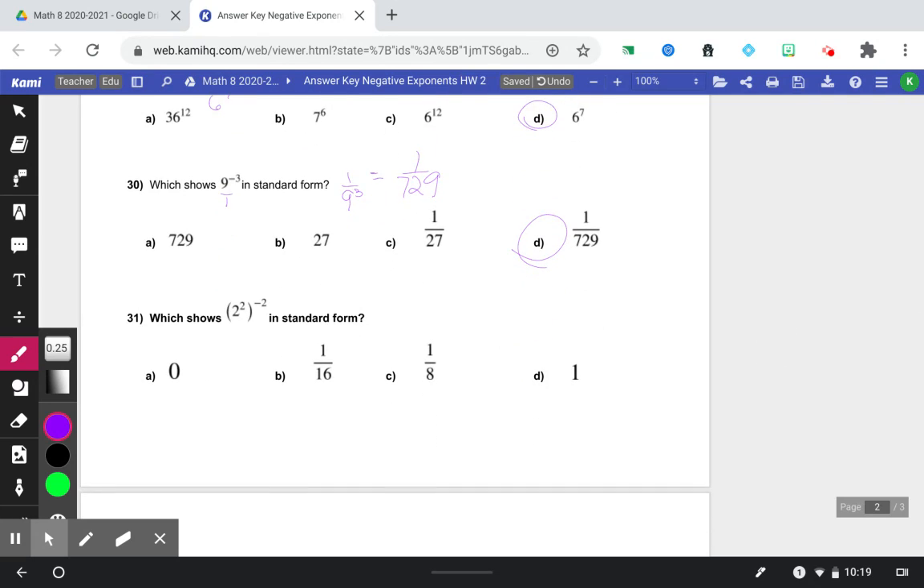31, which shows this in standard form. All right, first thing I need to do is raise my power to the power. So I keep the base of 2. I multiply the exponents, so I get 2 to the negative 4th. Well, now I'm going to flip it. So I get 1 over 2 to the 4th. Now that I have the positive exponent, I can do the math. 2 times 2 is 4, times 2 is 8, times another 2, 16. So 1 over 16 is the correct answer.